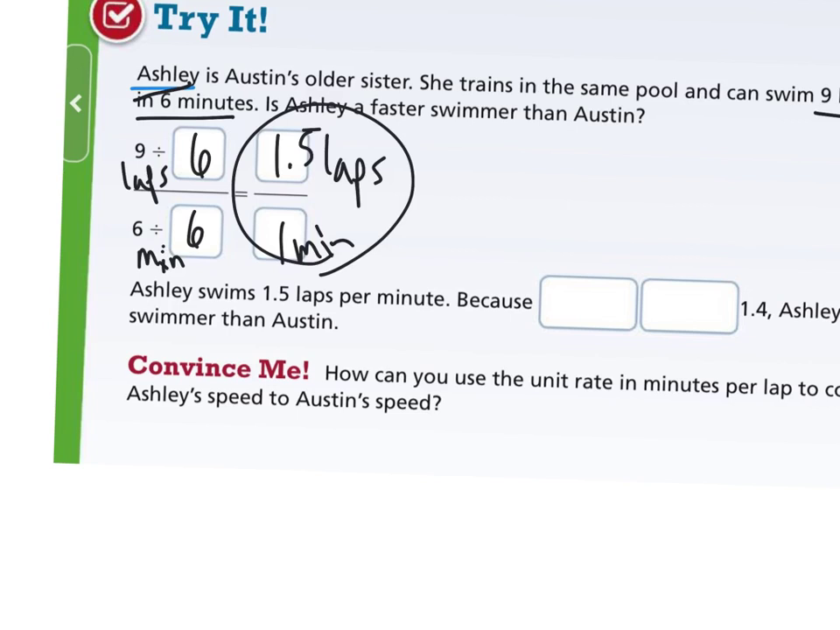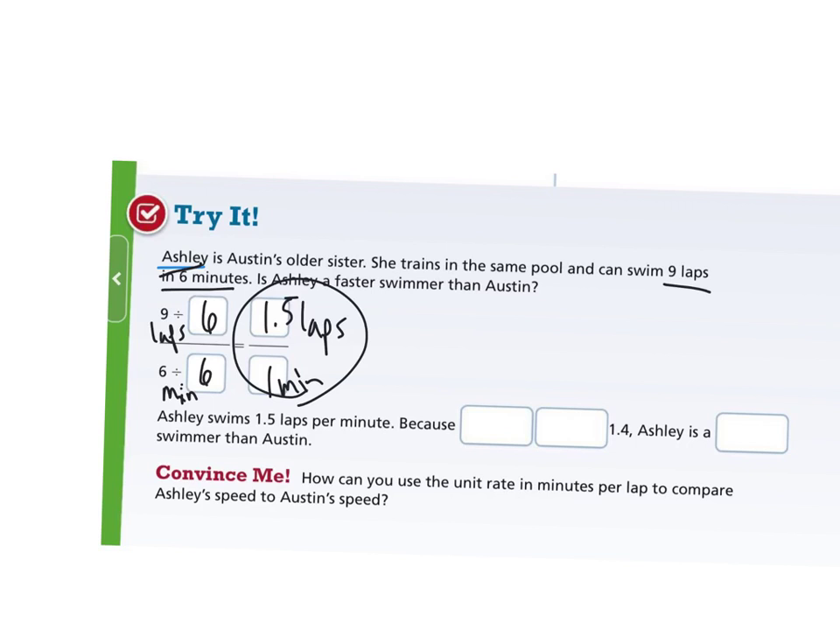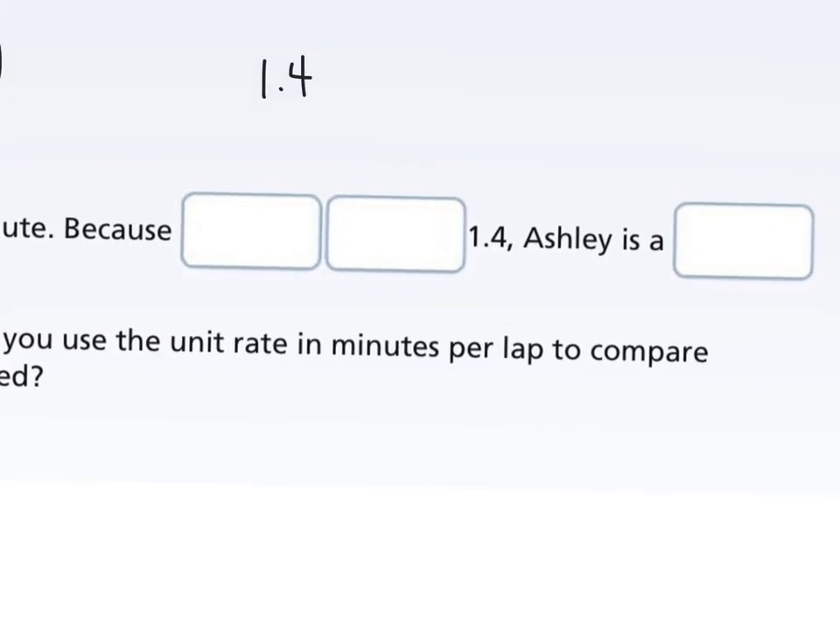And if we compare that to our others, remember, we're just comparing really to Austin here. So Austin was 1 4/10. 1 5/10 is more than 1 4/10. So, you know, to finish this out, we could say because 1.5 is greater than 1.4, Ashley is a faster swimmer than Austin.